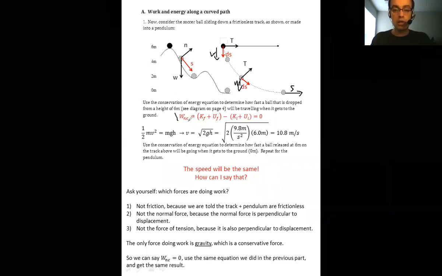You're still using the same equation, because the work done by non-conservative forces, which would be either the normal force or tension, are 0. So again, the result is going to be the same, and the speed is going to be the same, whether you're dropping this down a frictionless track or swinging it on a frictionless pendulum. So that's pretty cool. That's a great advantage of these sorts of energy-based ways of approaching these problems.